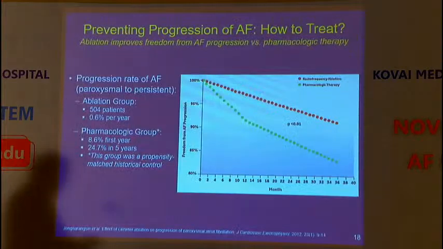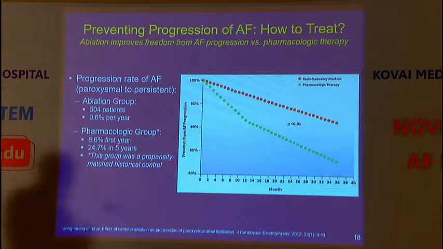So if you look at progression, you can see that definitely whenever you have an ablation group which is compared with a pharmacological group, already we have seen one group, pharmacological rate control versus rhythm control. The rhythm control patients do well. When you are looking at rhythm control as an option, you can see ablation doing extremely well compared to pharmacological management. Your antiarrhythmic drugs, they don't do well.